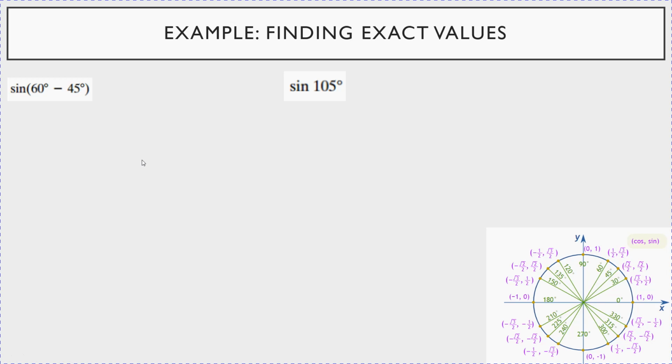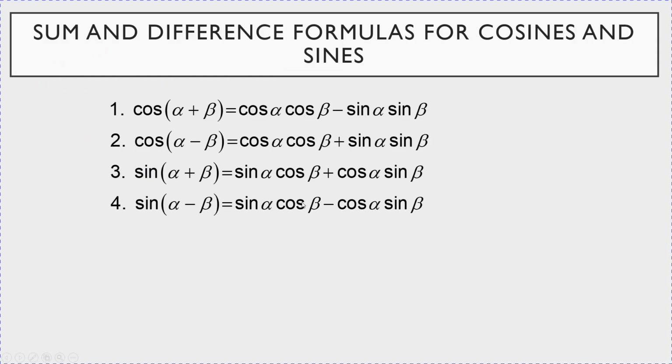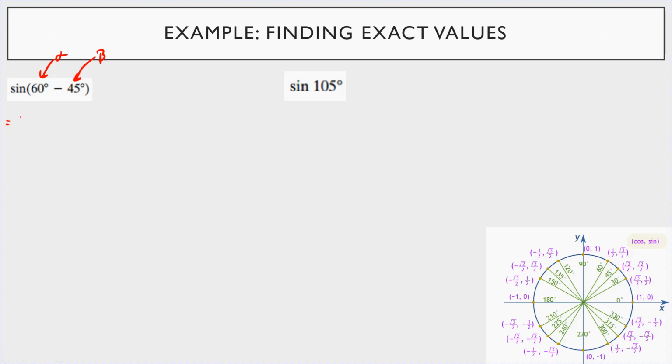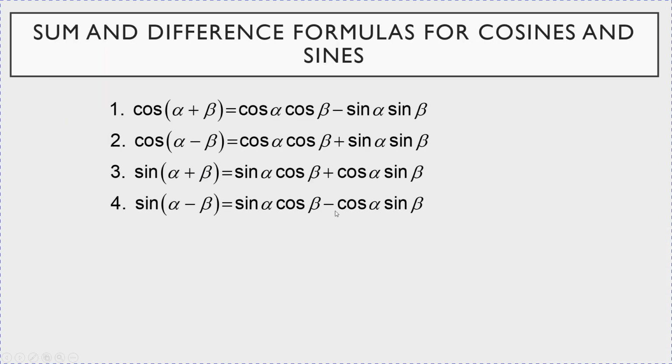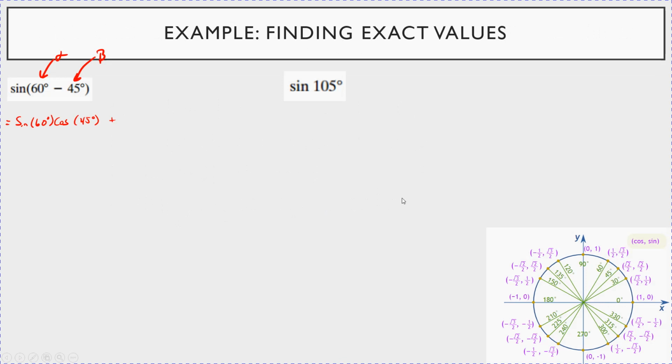Let's find, and I've got the unit circle here for reference, the exact values of the following. The first one is sine of 60 degrees minus 45 degrees. In this formula, this is my alpha, and this is my beta. So we're just going to use this formula here. It's sine of alpha times cosine of beta, so sine of 60 degrees cosine of 45 degrees, minus, sorry, it was a minus in there, cosine of alpha sine of beta. So minus cosine of 60 degrees sine of 45 degrees.